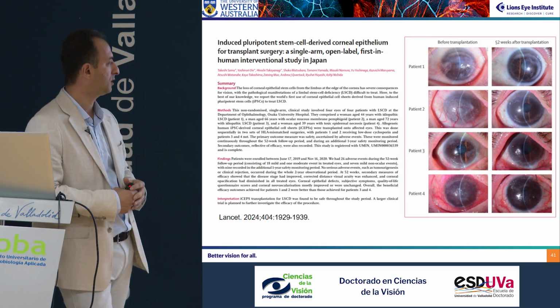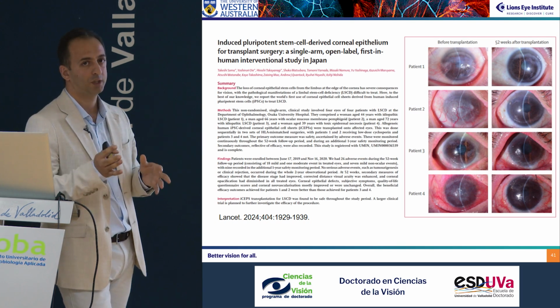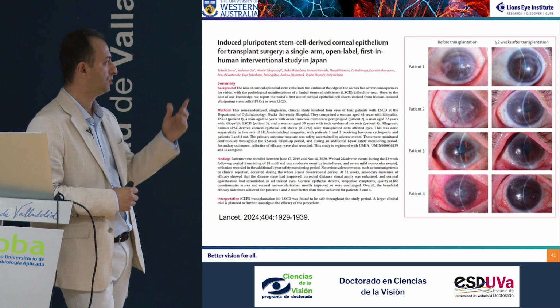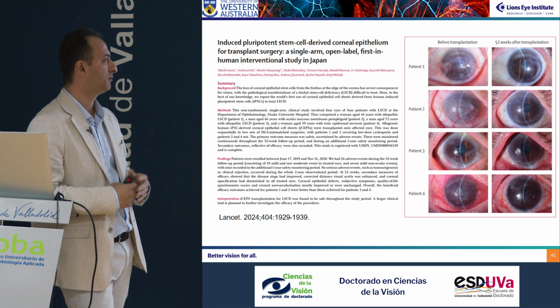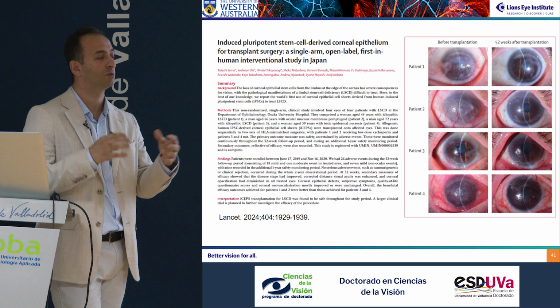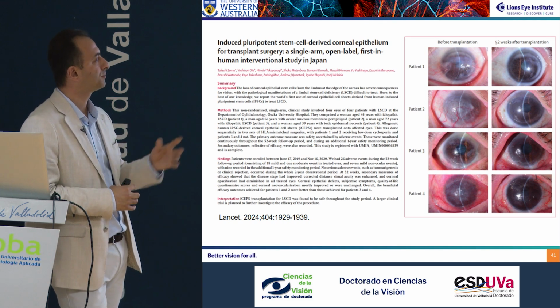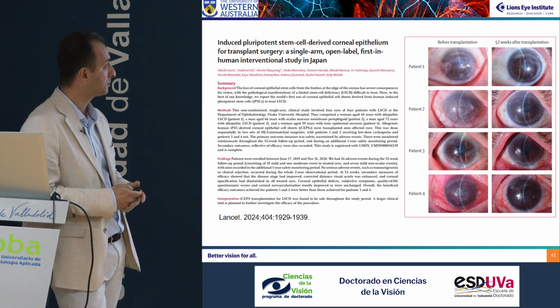This is a clinical trial just published last year in Japan. They treated 4 patients with limbal stem cell deficiency and followed them for 2 years. These are all allogenic iPSCs, so they had to use immunosuppression for 2 of the patients. They did immune matching for the other 2 patients, and they didn't use immunosuppression. After 2 years, they showed that it was safe and efficient.